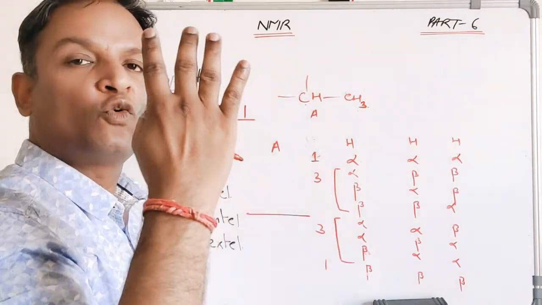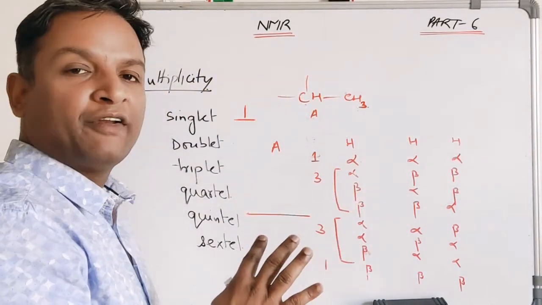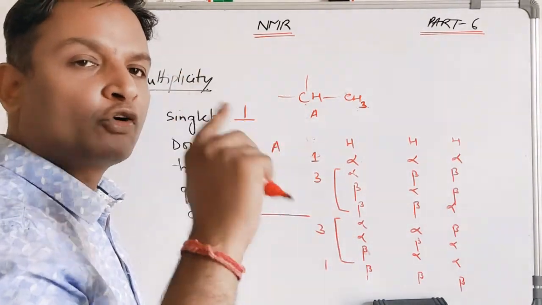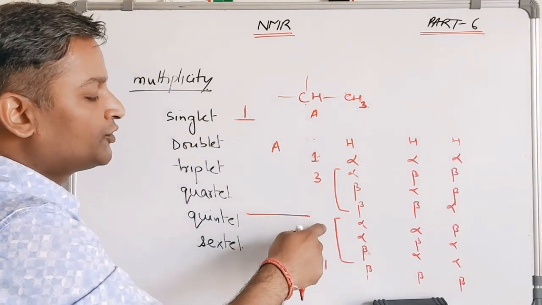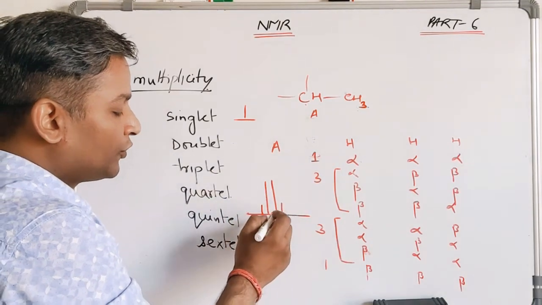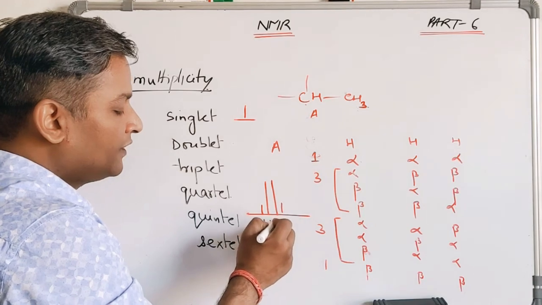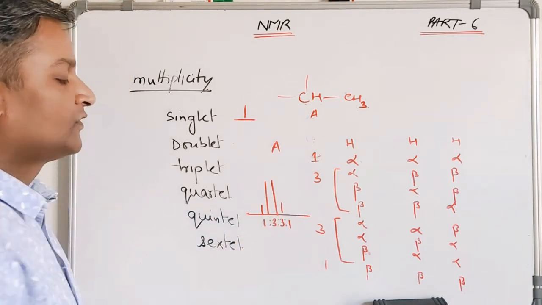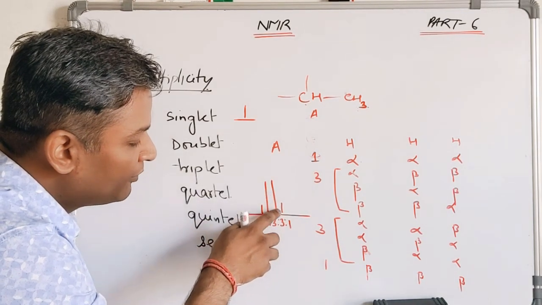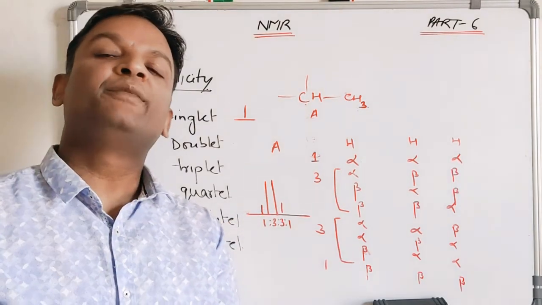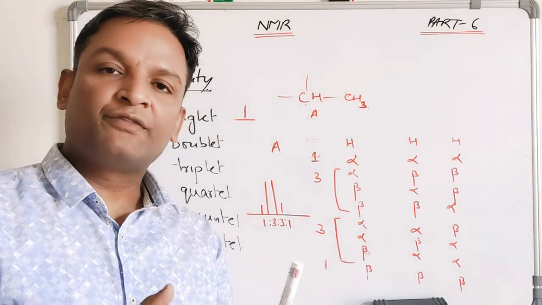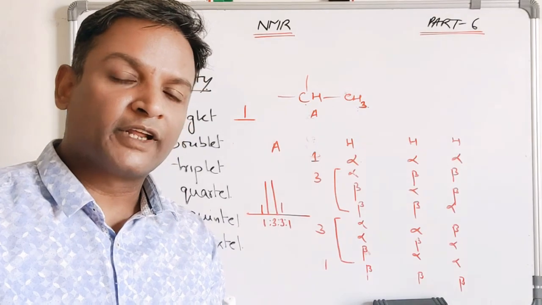So we will observe a quartet in this case when we have 3 neighbors, and the intensity of the quartet will be 1 is to 3 is to 3 is to 1. So the ratio of the peaks will be 1 is to 3 is to 3 is to 1. If it is 1 centimeter long, the next will be 3 centimeters long, then 3 centimeters, then 1 centimeter long. So we are done with CH3, we are done with CH2, we are done with CH2 neighbor also.